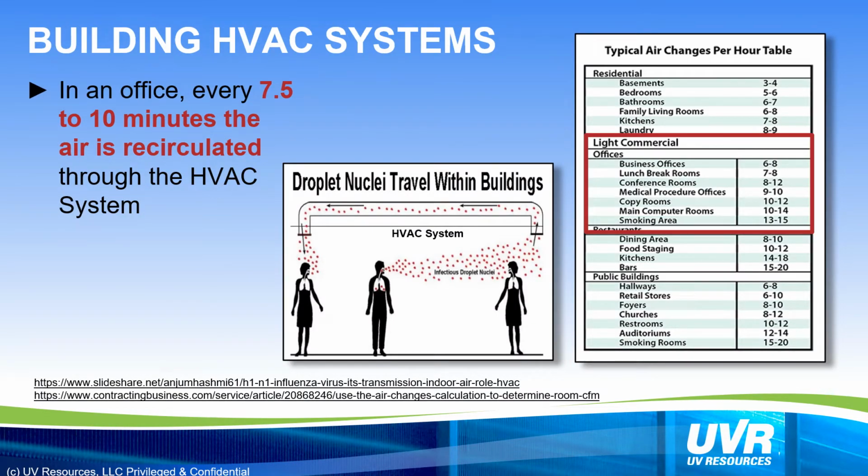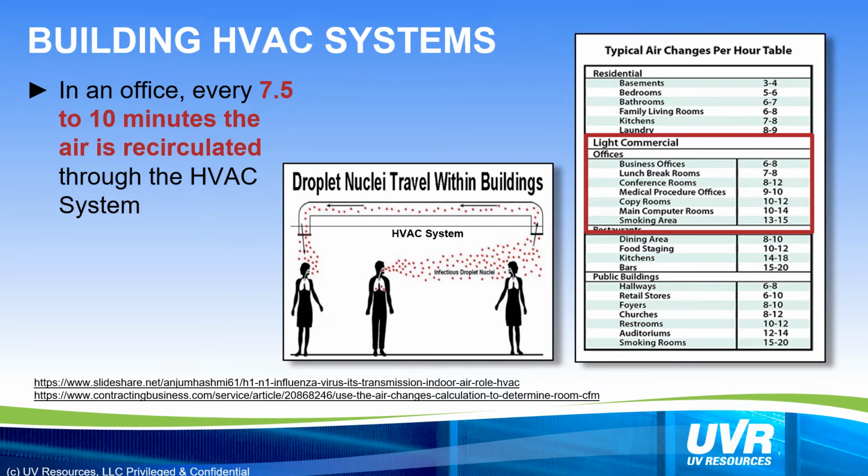To combat this, building engineers use ventilation systems to control infectious particles. Remember what we said earlier. Ventilation, filtration, and UVC are 3 scientifically proven means of reducing pathogen spread.